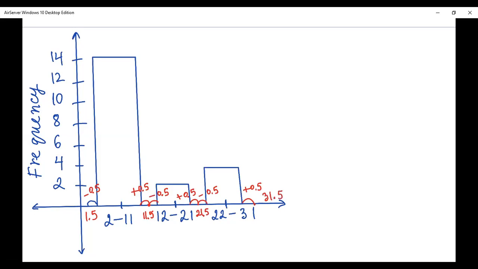Now we can just build the histogram. I will use a different color for this one as well. So we're gonna start from 1.5. Then we have this, and we have right here, they meet in the middle. Now we're gonna connect this. Perfect. Another extension here with 0.5.